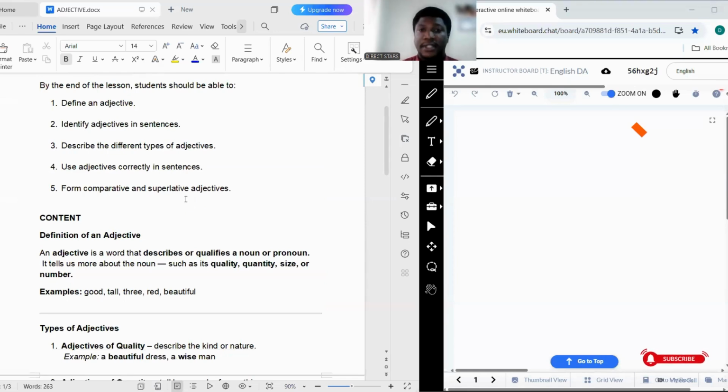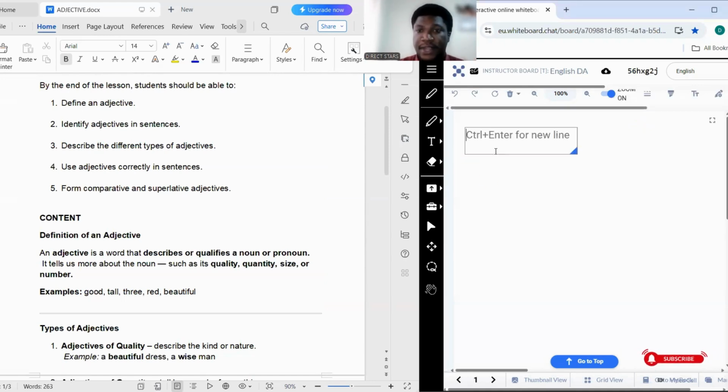Now, what's an adjective? An adjective is a word that describes or qualifies a noun or pronoun. It tells us more about the noun, such as its quality, its quantity, its size, or number. We're already very familiar with nouns. Nouns are naming words. They are used to give titles and names to objects, people, and places. Adjectives essentially give us more information.